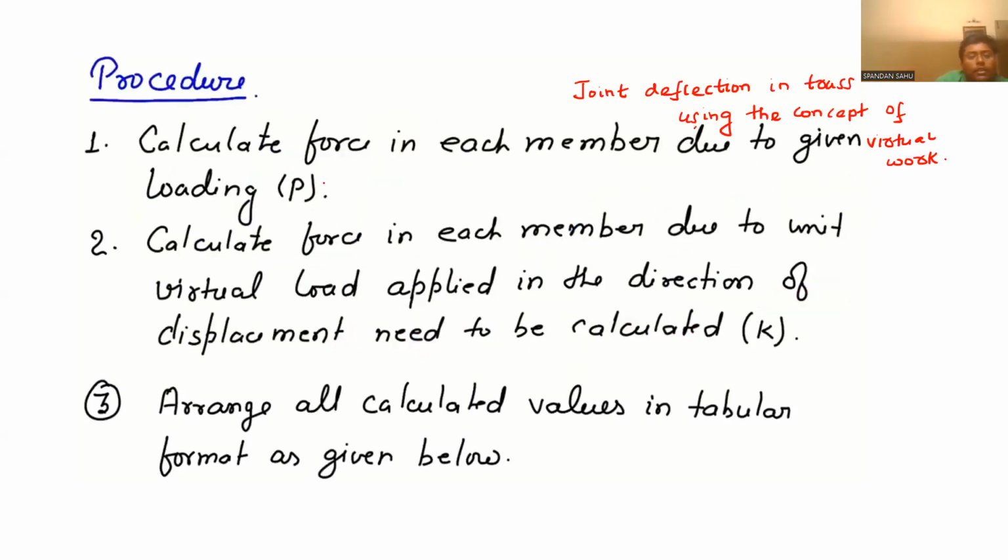The first step is we need to identify all the member forces in a given truss. In the previous class we studied the method of sections and the method of joints to determine the member forces. These two methods we can apply to calculate the member forces in each member of the truss. That will be our first step.